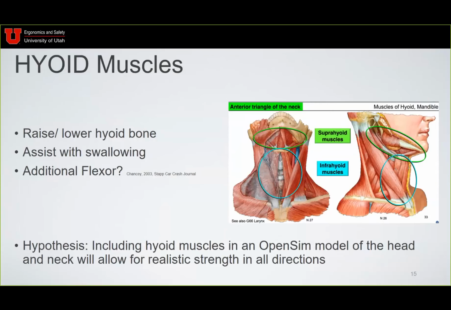We looked at what are known as hyoid muscles. These are the muscles that run on the front of your throat, and they raise and lower the hyoid bone, which is a bone that sort of floats under your jaw here and assists with swallowing, and has been proposed by a few studies to act as a fairly significant flexor muscle. And so that was our hypothesis, that if we included these hyoid muscles, we'd really be able to get realistic strength in all directions.